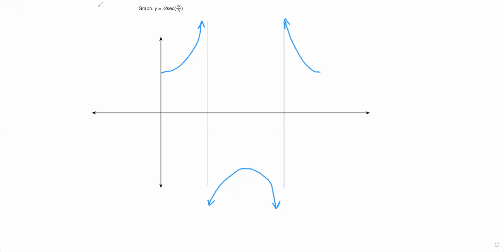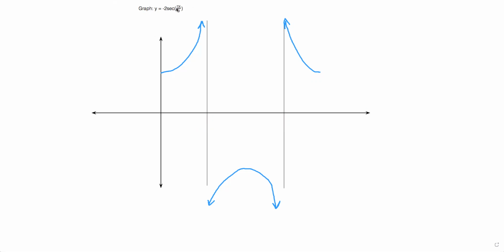So let's talk about what all of these modifications do. Let's talk about what happens on the inside of the function first. We call this the argument of the function. The argument of the function is always going to be the thing we plug in. So x times pi over 3 is going to be the argument of the secant function. Everything that happens on the inside affects the x. Everything that happens on the outside affects the y. So the -2 affects the y values only. Everything on the inside affects only the x values.